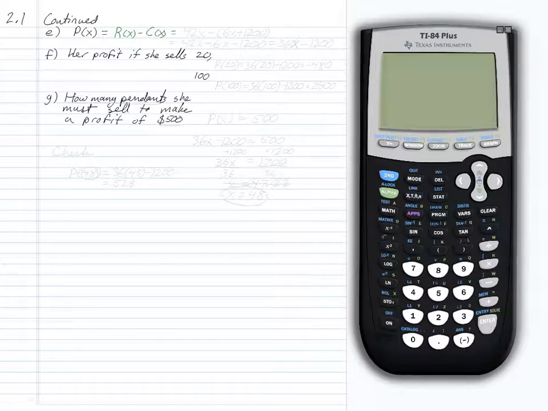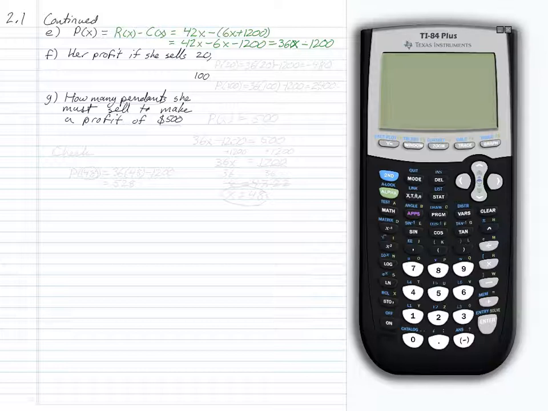So we have our revenue function, that was 42x, and we know that our cost function was 6x plus 1,200. So, if we subtract the cost from the revenue, make sure you don't forget about the distribution. We're subtracting 6x, and we're subtracting 1,200. So that leaves us with 36x minus 1,200. And that is our profit function, and we can use that for part F.